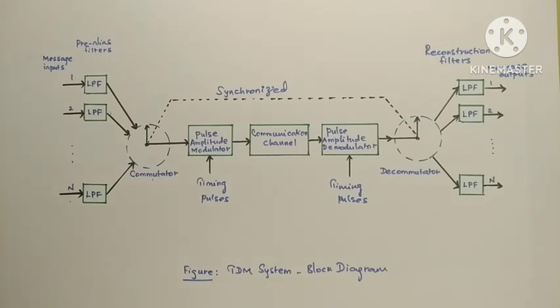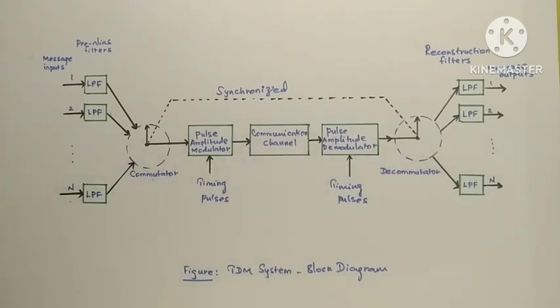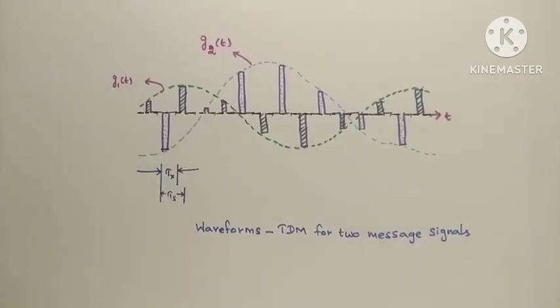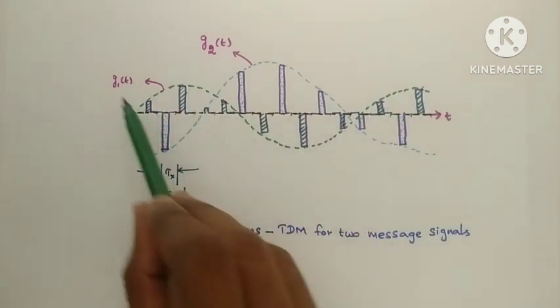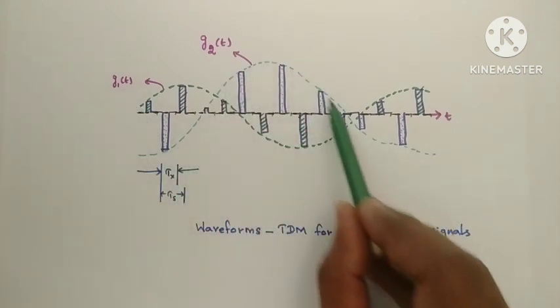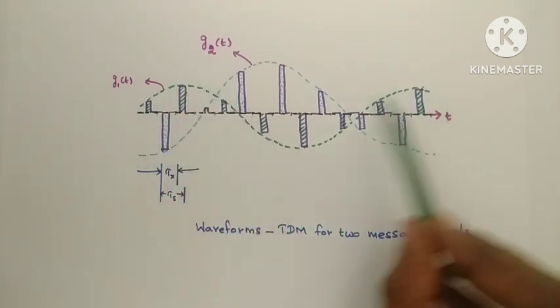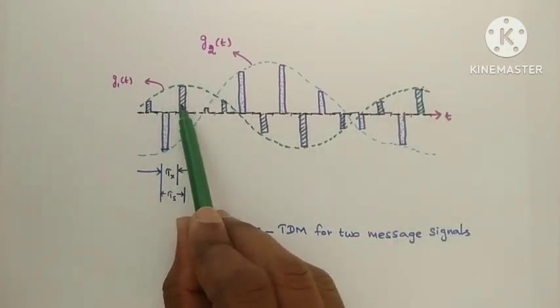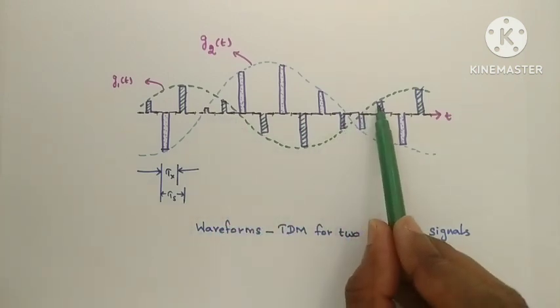Okay, next we will see the waveform of a TDM signal. So this diagram is very important. You explain in one particular order, then next you draw the diagram and explain the concept. So this is the waveform representing the TDM for two message signals. The first one, green color, is the first message, and this blue color line is the second one. You see the first one, green color line: first sample, second, third, fourth, fifth, sixth, seventh, eighth.